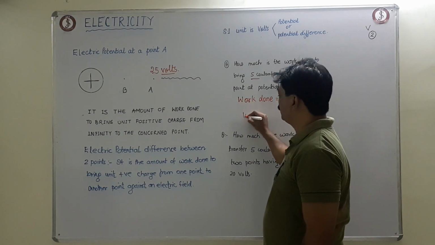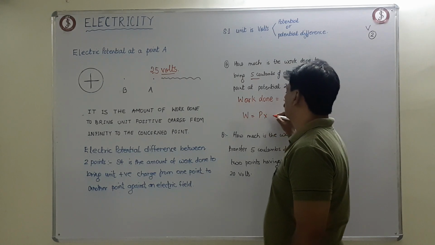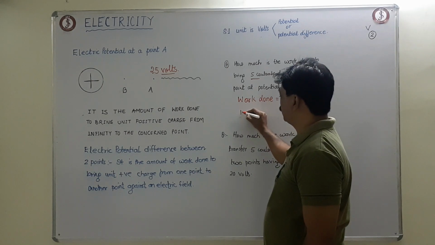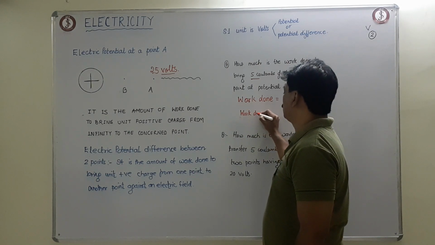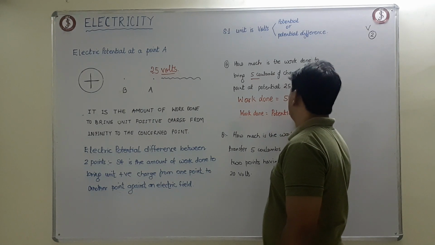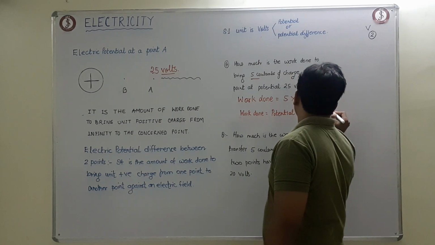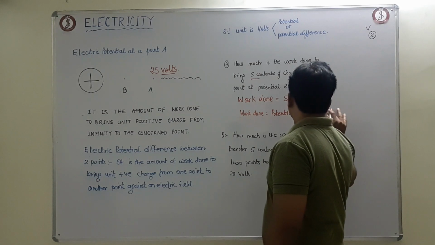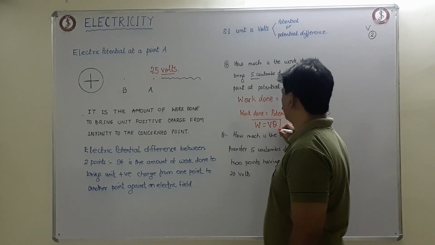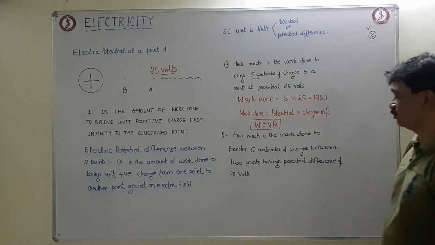So that means we can get an equation: work done is equal to potential into charge in coulombs. I will write this way: work done is equal to potential into charge in coulombs. C means coulomb. So W is equal to V into, how do we denote charge? Q. So W is equal to VQ. Electrical work done is equal to potential into charge in coulombs.